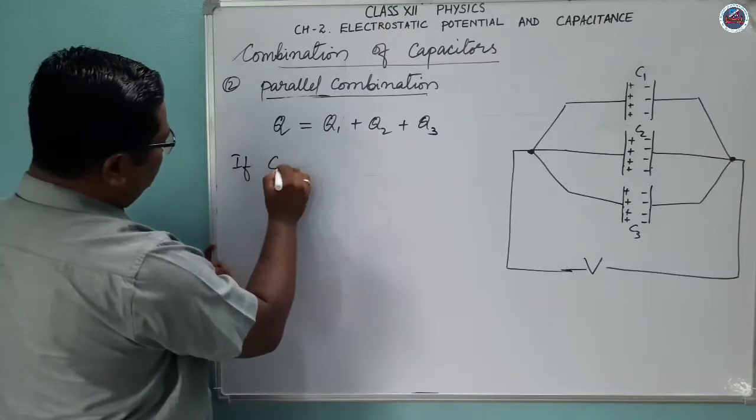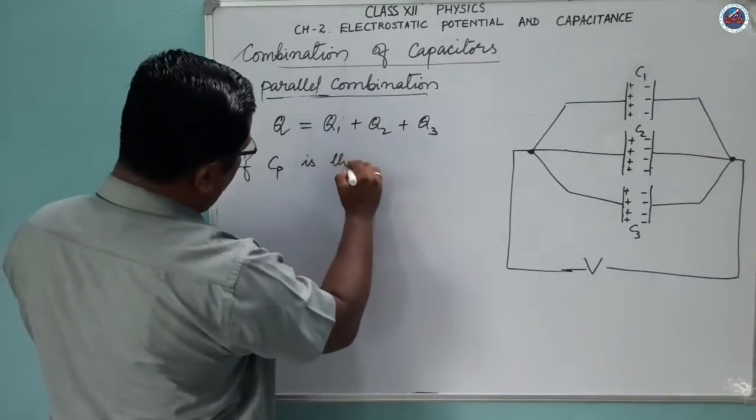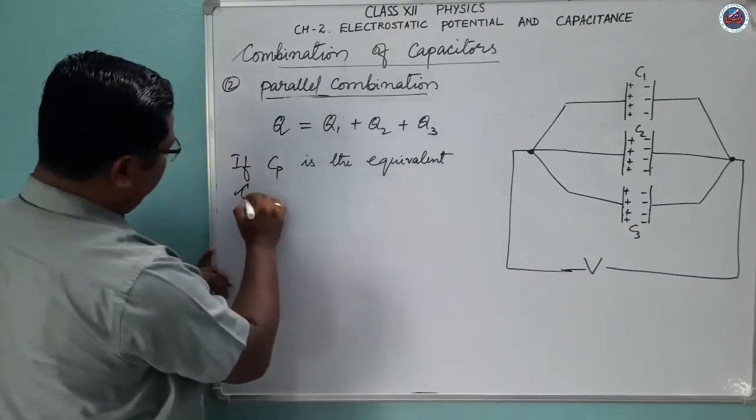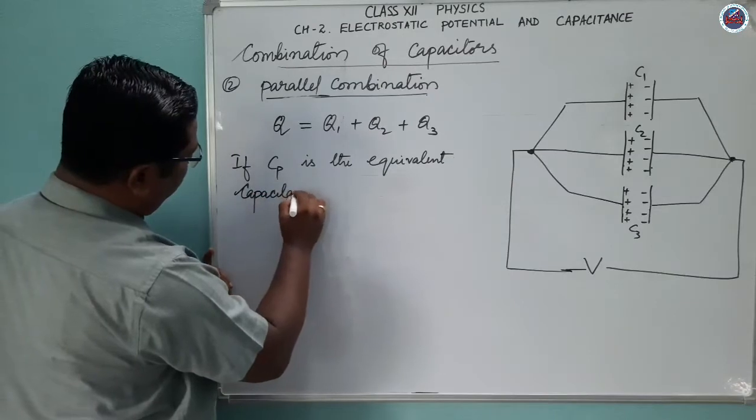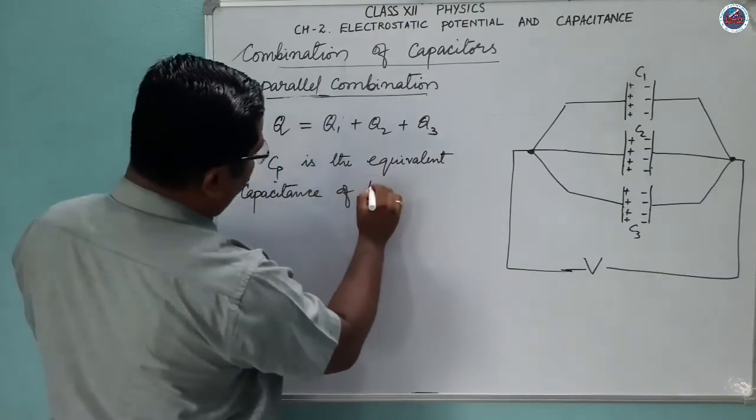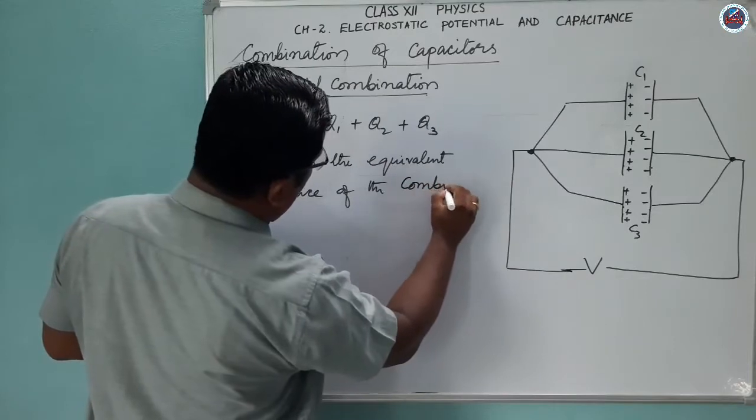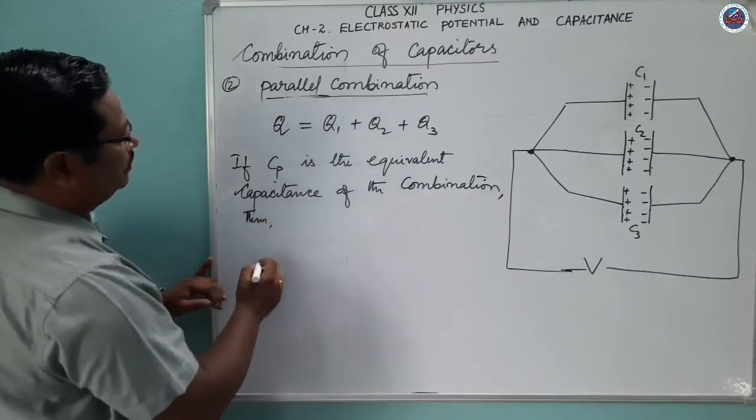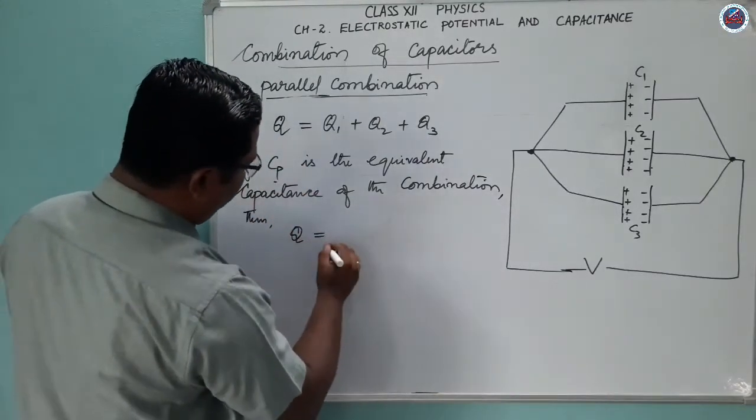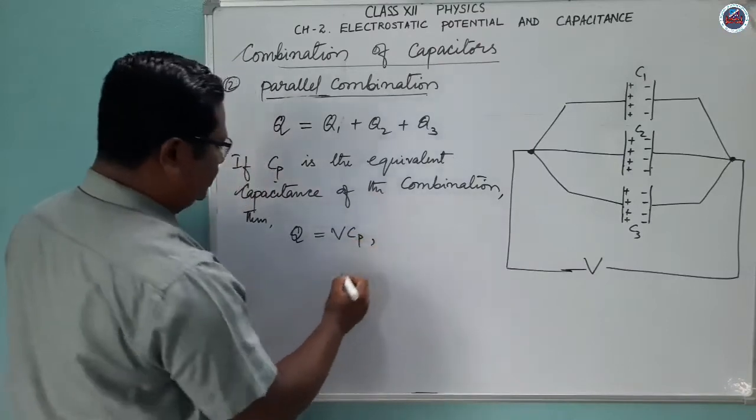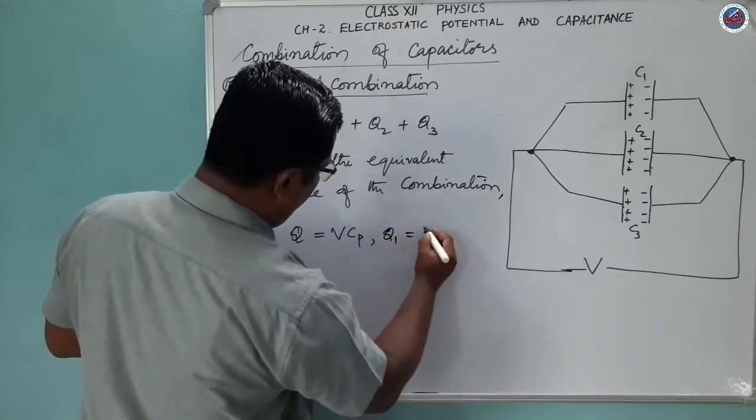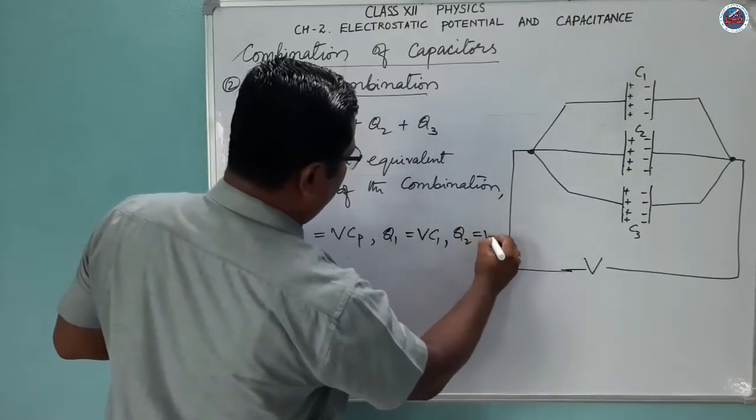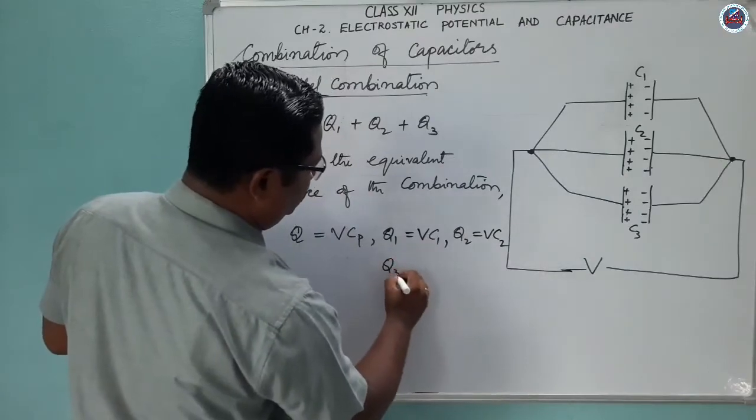If Cp is the equivalent capacitance of the combination, then Q will be equal to V into Cp. Q1 will be, with the potential being the same, V into C1. Q2 will be V into C2. Q3 will be V into C3.